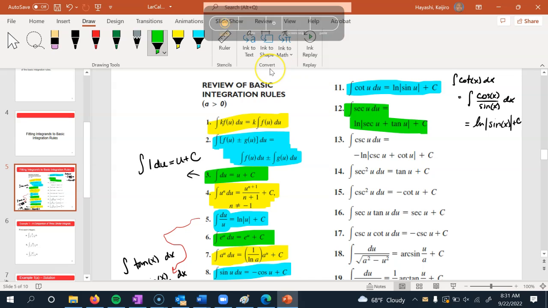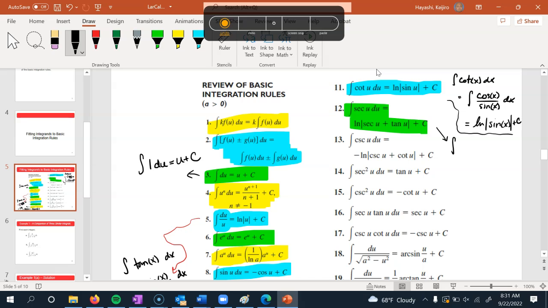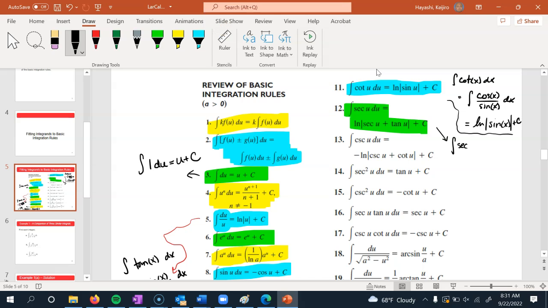The integral of secant is the natural log of secant plus tangent, and the reason for that is if you start off with the integral of secant, let's just say secant of x, there's not really anything that's very obvious to do with that.